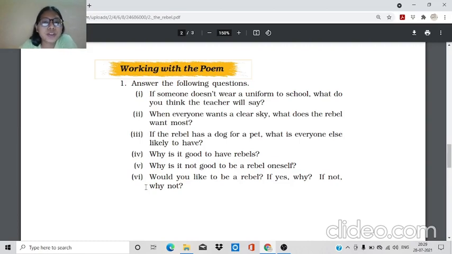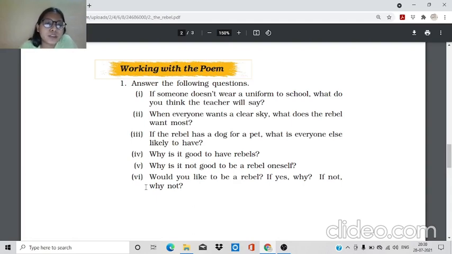Question number 1. If someone does not wear a uniform, what do you think the teacher will do? The obvious answer is that the student will be getting a punishment, and obviously the teacher will scold that student. Okay, if someone does not wear a uniform to school, the teacher will definitely scold him.